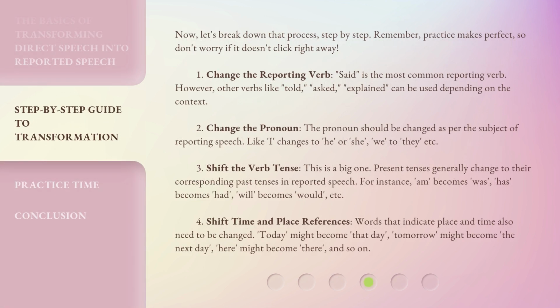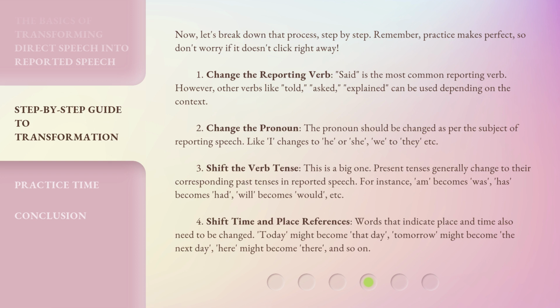Now, let's break down that process, step by step. Remember, practice makes perfect, so don't worry if it doesn't click right away. 1. Change the reporting verb. Said is the most common reporting verb. However, other verbs like told, asked, explained can be used depending on the context. 2. Change the pronoun. The pronoun should be changed as per the subject of reporting speech. Like, "I" changes to "he" or "she," "we" to "they," etc.